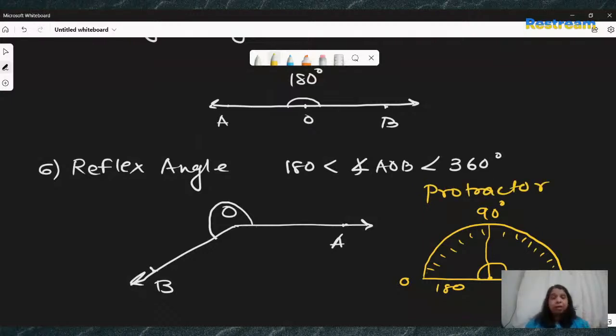Nowadays in the market you get a 360-degree protractor. So if you have it, it's good. If you don't have it, the 180-degree protractor will also do the same job. Okay, so I'm going to share another site on which we are going to learn how to use a protractor. So give me a moment.